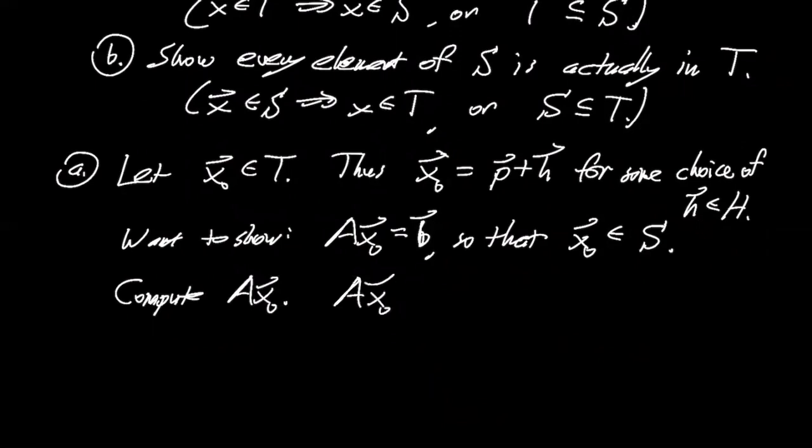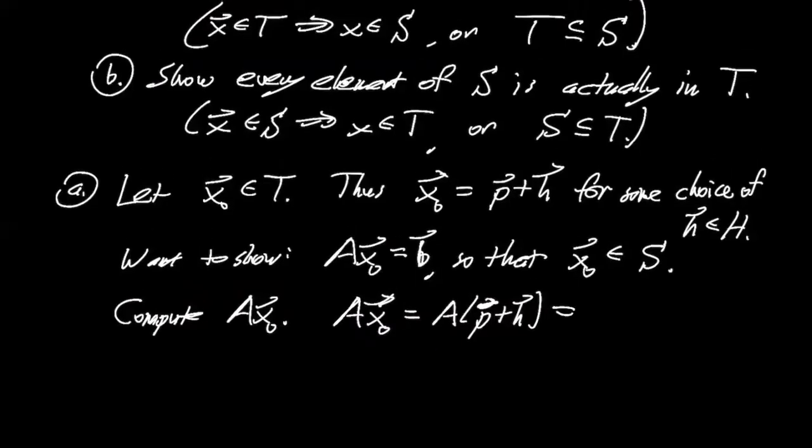And by compute, I mean, let's just plug in P plus H. Compute sounds weird when this is such an abstract discussion, but I just mean plug in P plus H for X naught. And then we have this nice property that matrix multiplication is linear, that it distributes over addition. So it respects addition, right? So that's AP plus AH.